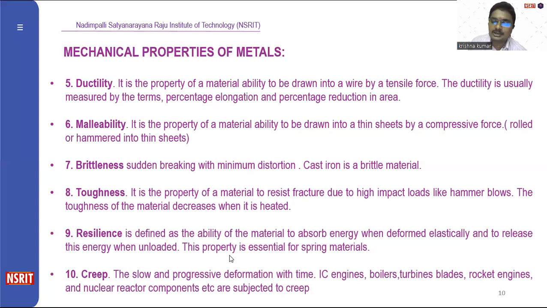Next, creep. So creep, I have explained to you in the class, and again I am saying that it is a slow and progressive deformation that can be especially seen in IC engines, boilers. Why? Because slow, progressive and permanent deformations can be observed, like in turbine blades, rocket engines, nuclear reactors, etc.